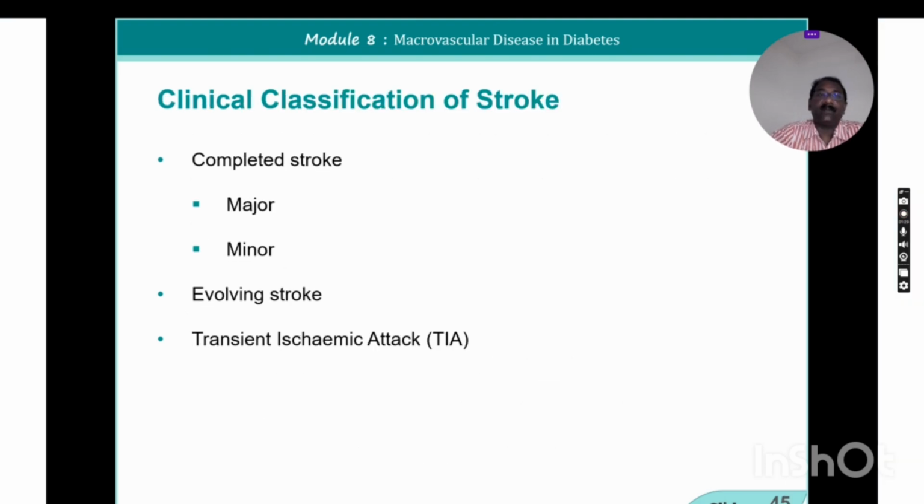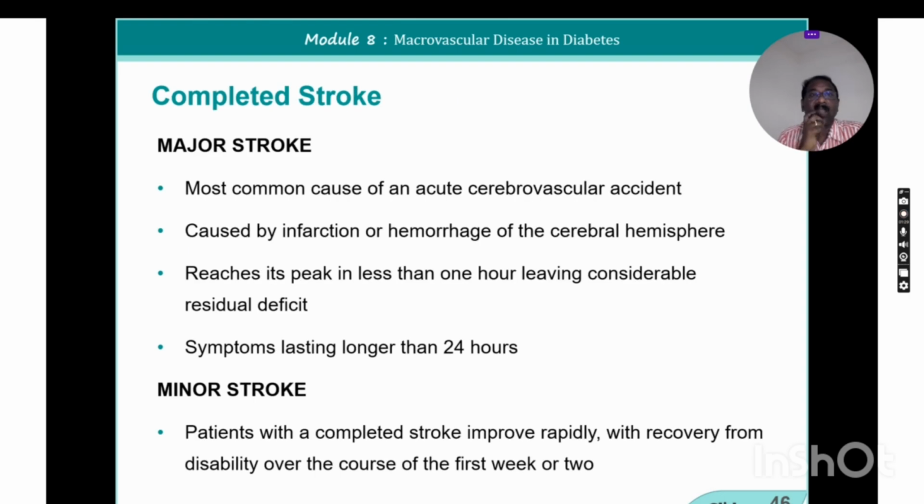Clinical classification of stroke: a completed stroke, major or minor, evolving strokes, and transient ischemic attacks. Major stroke is the most common cause of an acute cerebrovascular accident, caused by infarction or hemorrhage of the cerebral hemispheres. It reaches its peak in less than 1 hour, leaving a considerable residual deficit. Symptoms lasting longer than 24 hours indicate a major stroke. So what we usually see in the casualties are major strokes, 80 to 90% of the cases.